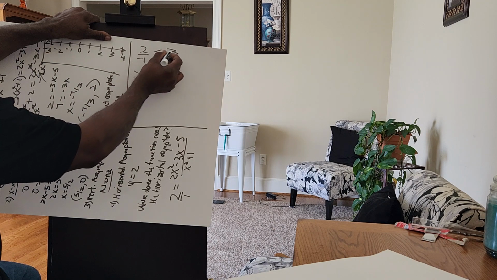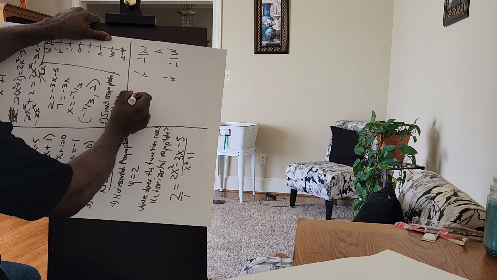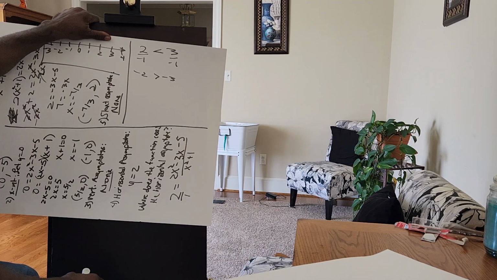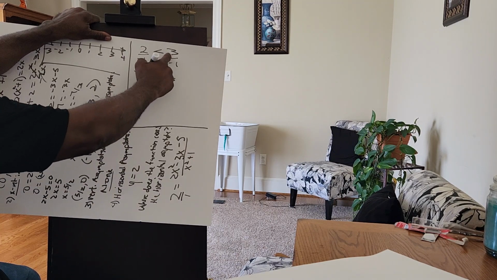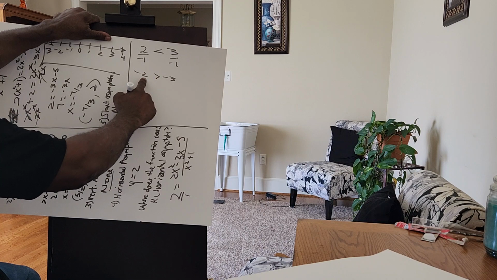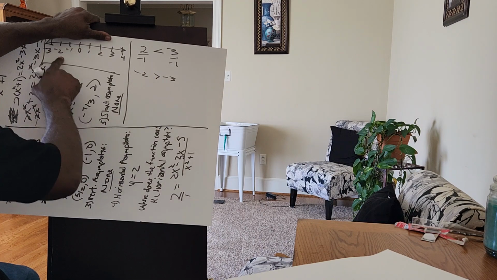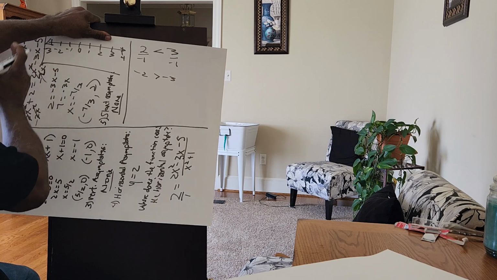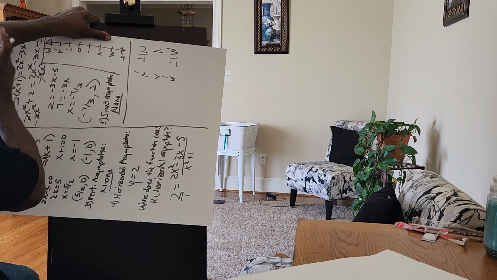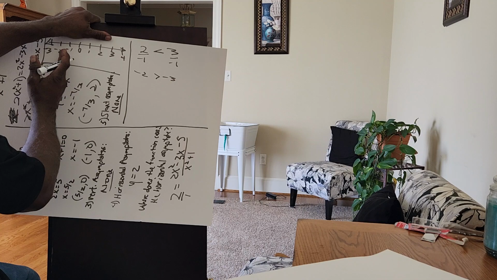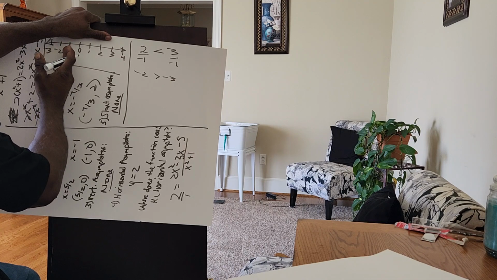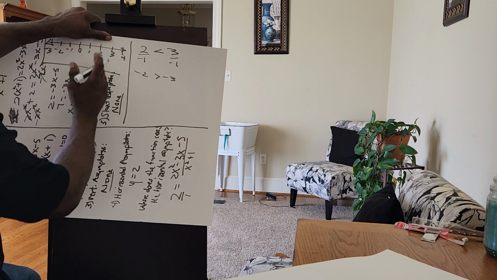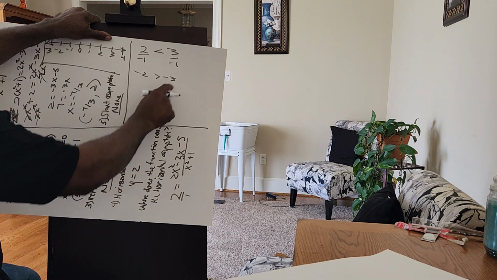So 2 was less than 3, but when I divide both sides by -1, that inequality changed direction. -2 is now greater than -3, because -3 is to the left of -2. As I go from left to right, I get bigger. So -3 is smaller than -2, -2 is smaller than -1, -1 is smaller than 0, 0 is smaller than 1. So -2 is greater than -3.